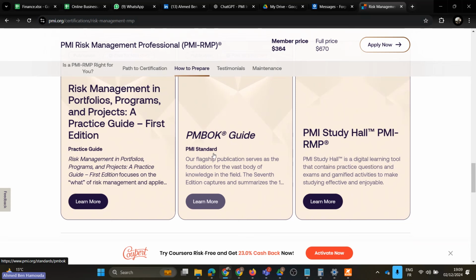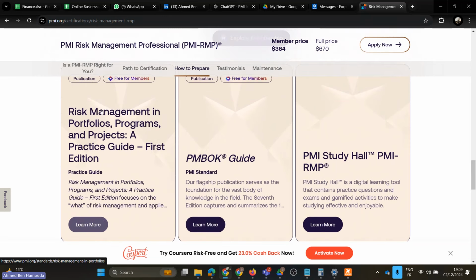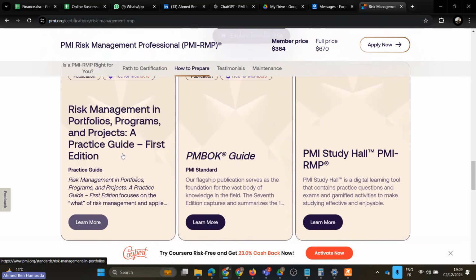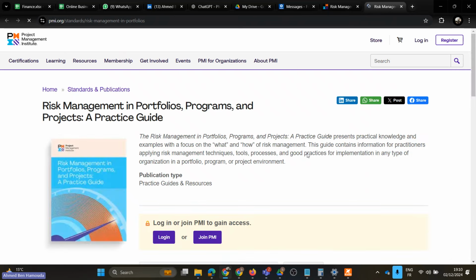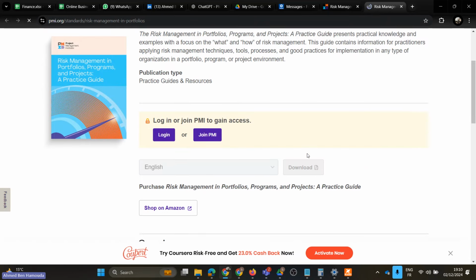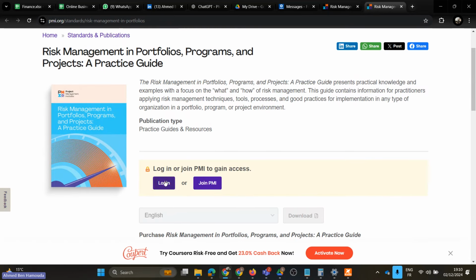Here you have the PMBOK Guide. You can download it in case you are a member. And what was released in 2024 this year is the Risk Management in Portfolios, Programs, and Projects practice guide, first edition. If I click on learn more, it asks, are you a member? If yes, you can download it. If you're not a member, then you can purchase it.